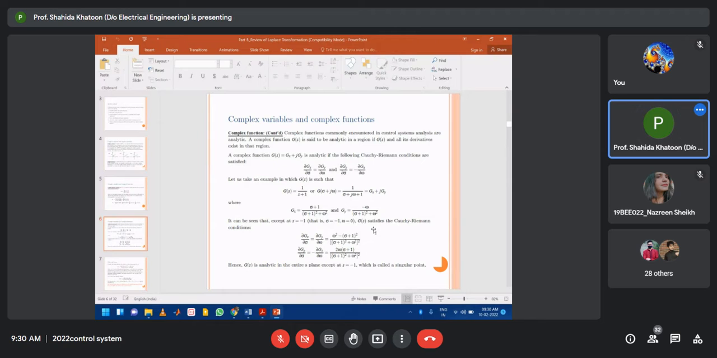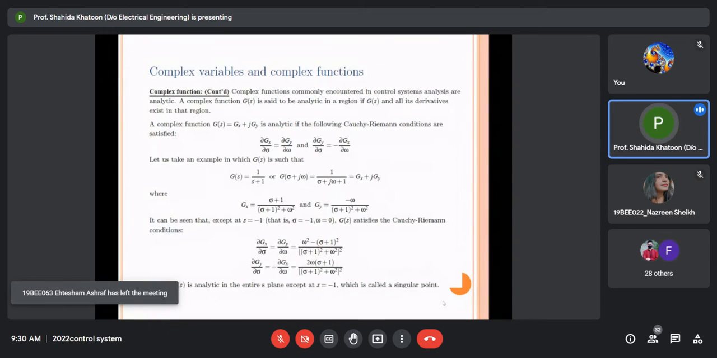So this we can continue. If we represent a complex function as gx plus jgy, then the Cauchy-Riemann condition is satisfied by saying that del gx by del sigma is equal to del gy by del omega, and del gy by del sigma is equal to minus del gx by del omega.